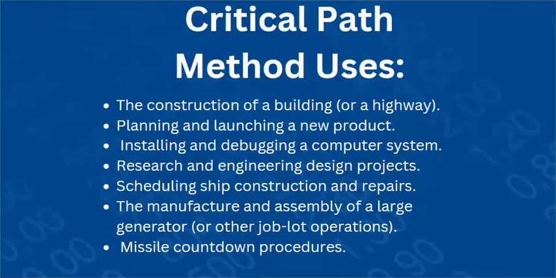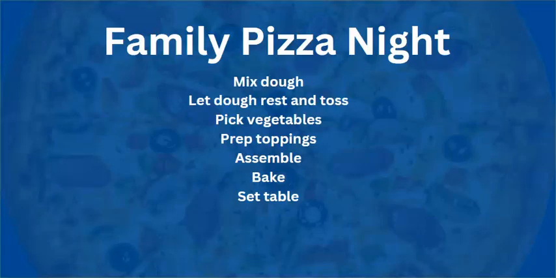Many types of businesses use the critical path method. For example, it would be used in a construction project, installing a new computer system, or manufacturing a new piece of equipment. To introduce these terms, we're going to be doing a much less complex project.